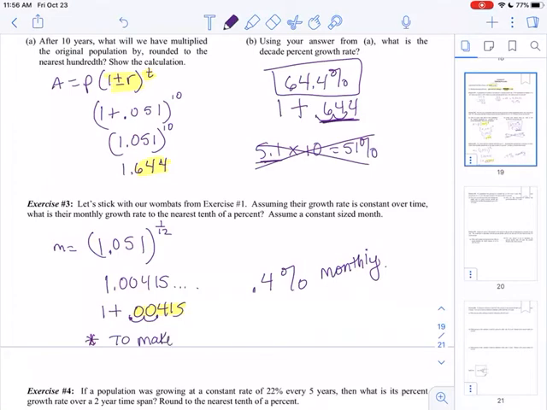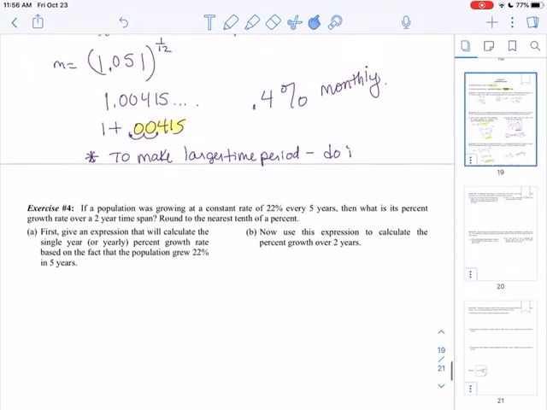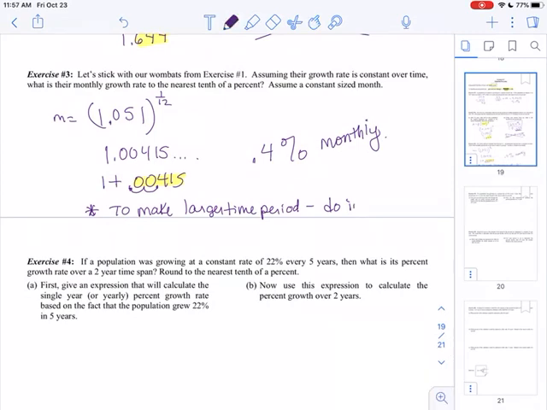Okay, so keep in mind, to make a larger time period, you do an integer exponent. I'm going to write that down because it is important. To make a larger time period, like if I have a yearly and I'm trying to do 10 years or 5 years or whatever, I do an integer exponent. I'm not sure why my pen's not working right here. Oops. Let me move this up a little bit so I can write. Do an integer exponent. And to make a smaller time period, I'm going to do a fractional exponent.